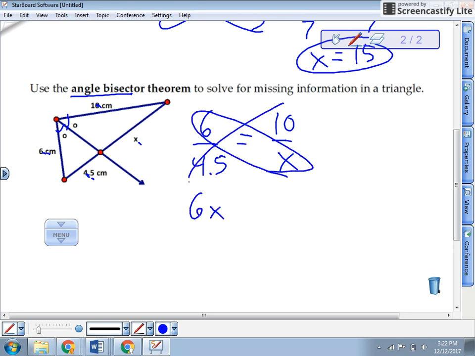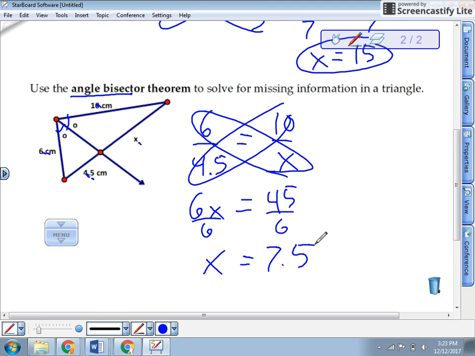6X equals 10 times 4.5, which is 45. Divide each side by 6. So X equals, this one ends up being 7.5. So there you go. That is how you solve those problems with the additional problems involving proportions.